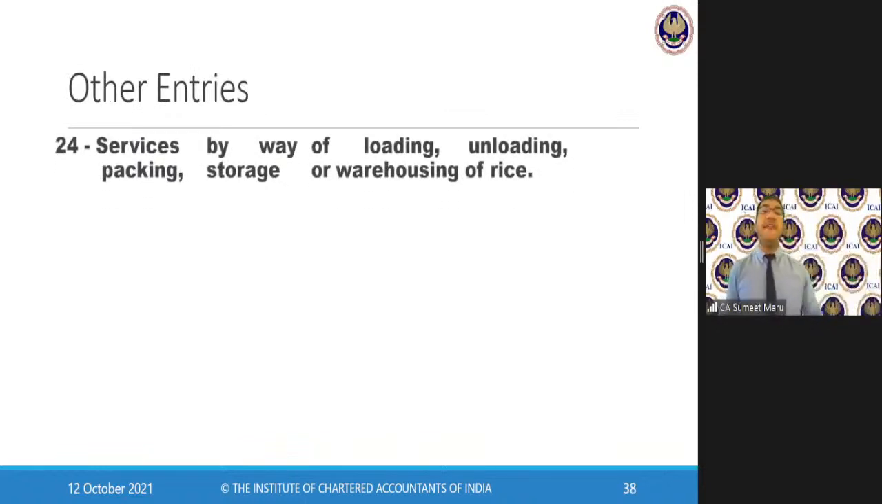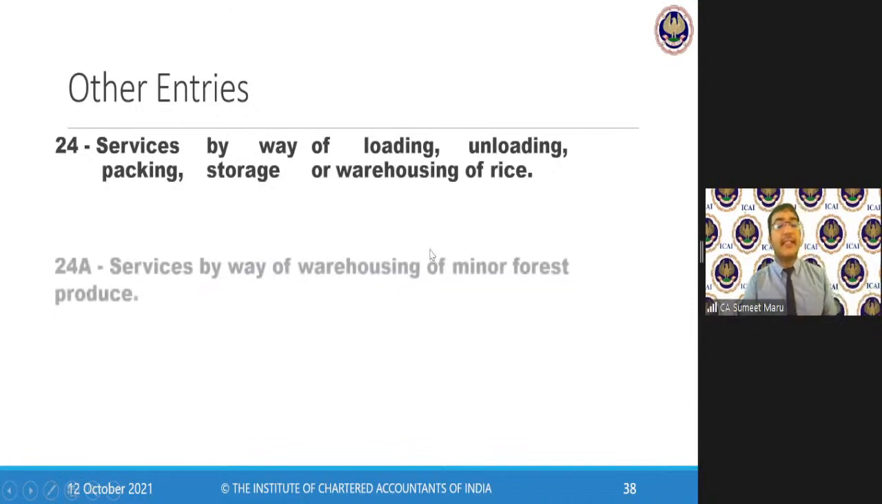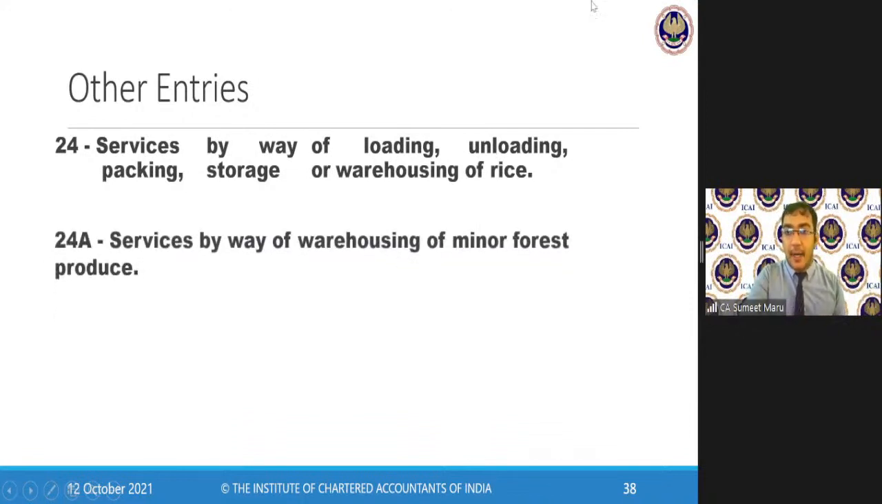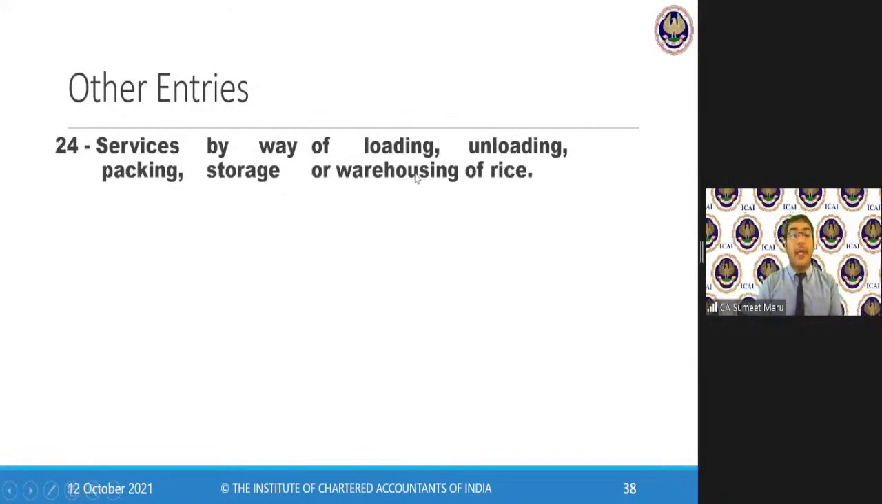Next, there are a few other entries as well. Okay, now a few other entries are included here. Yeah, there are a few other entries as well. Which one of them? Services by way of loading, unloading?